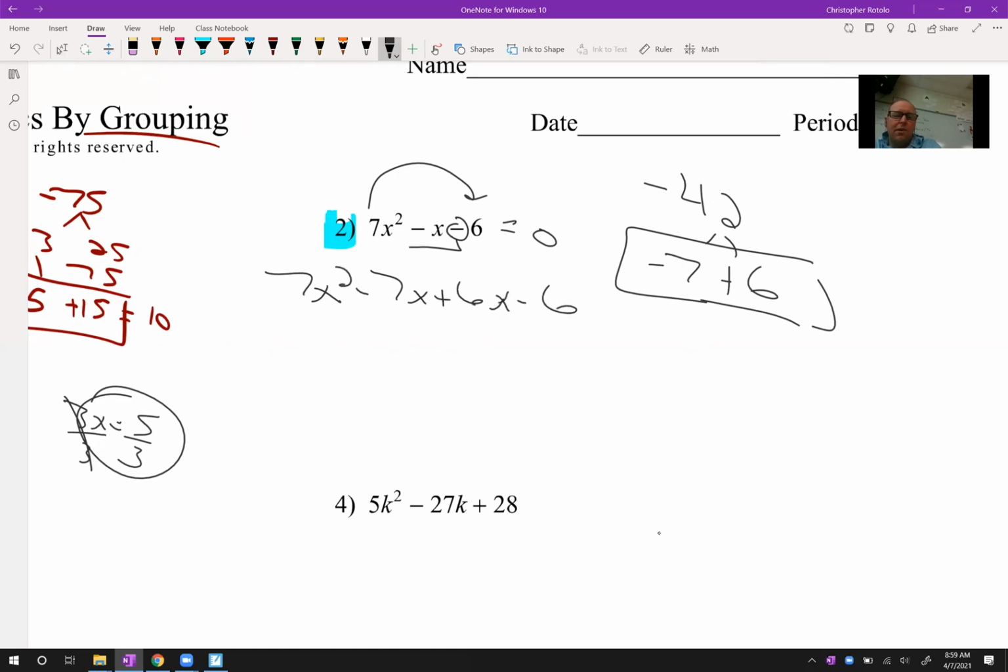Dropping these two terms right in the middle. GCF 7x, so I get x minus 1. I need to get x minus 1 again, so that means my GCF must be positive 6 because I don't want to change the sign. So 7x plus 6, so here's the difference.